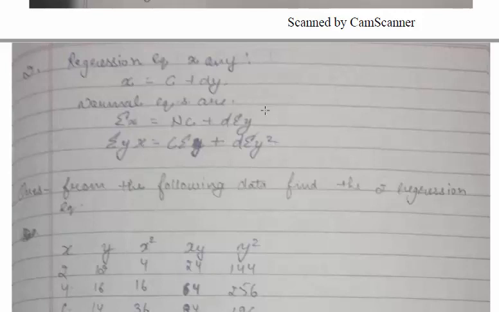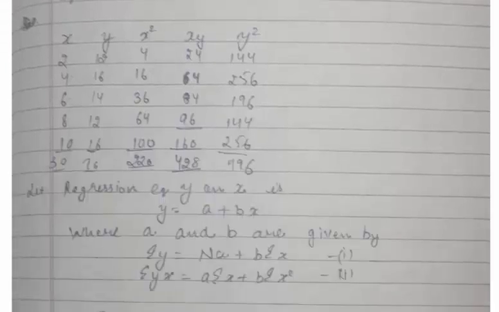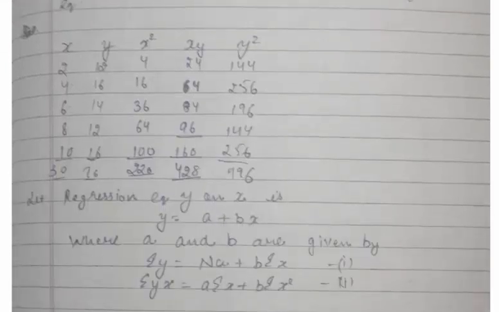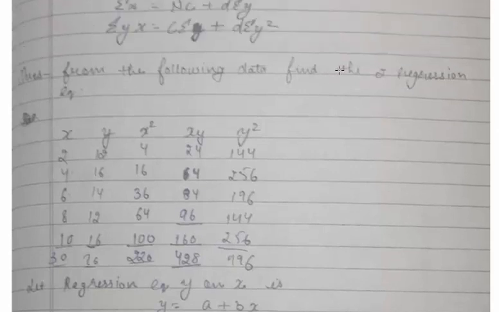So after substituting all these values and simplification, we find the value of c and d from this. So now we discuss the numerical based upon this method. From the following data, find two regression equations. So we have to find the regression equation of y on x as well as the regression equation of x on y. Values of x are 2, 4, 6, 8, 10. Values of y are 12, 16, 14, 12 and 16.